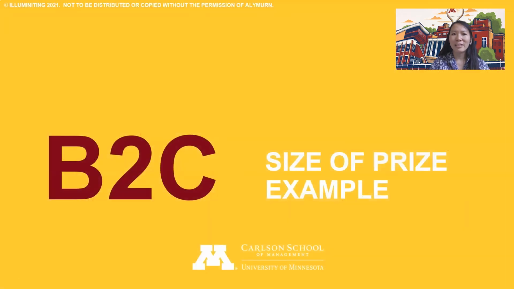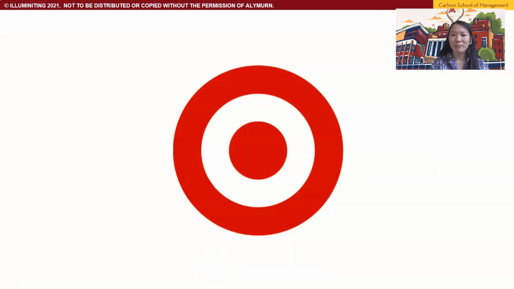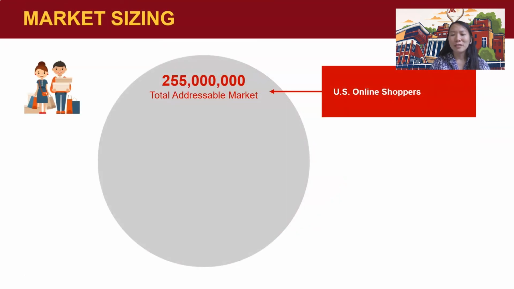So now that we've looked at a B2B example, let's take a look at Target with our B2C example, again looking at the size of prize. So we'll address Target's market sizing first. The total addressable market for Target is 255 million, and this is the number of online shoppers, 78% of the US population. Like all retailers, Target is increasingly growing its Target.com business, so it's focusing its customer expansion in the online space. Then, as they look at their serviceable addressable market, there are 183 million shoppers in this space.